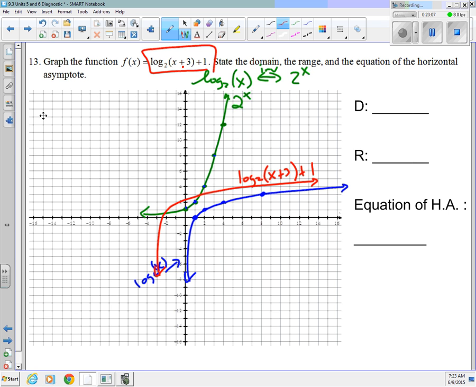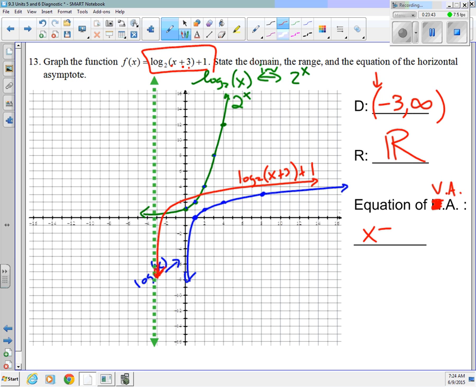So just by transformations. Okay, so domain. Well, now my vertical asymptote is at x equals -3 because everything shifted back. So my domain is everything past -3, but not including -3. -3 makes that log undefined because log base 2 of -3 plus 3 is log base 2 of 0, which is undefined. The range is all real numbers. This thing can go all the way down and all the way up. It slowly climbs up and up and up. So the equation, this should say vertical asymptote. Excuse me. That's a correction I have to make. This should be x equals -3.